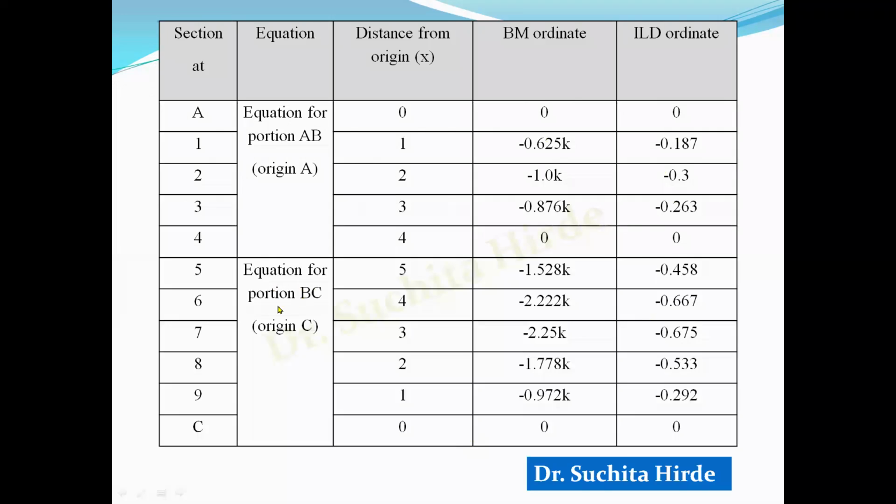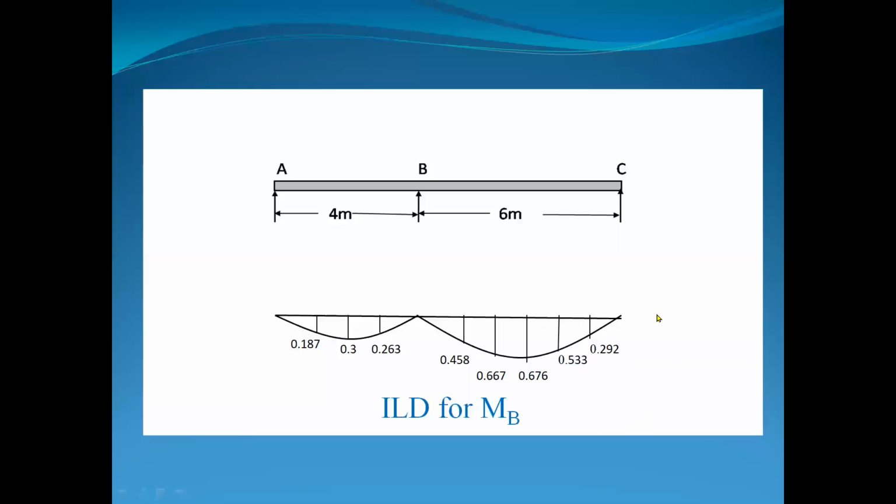Similarly, you can use the equation for portion BC, considering C as origin. That means you are measuring the distance from C. If you write this and substitute x values as 5 meter, 4 meter, 3 meter, 2 meter, 1 meter and 0, you will get these ordinates. You have to divide this by RB to get the ILD ordinates. Once you calculate all the ILD ordinates, you can draw the influence line diagram for moment at B. Now we can draw the respective ordinates here and plot this shape, and this is nothing but the influence line diagram for moment at B.